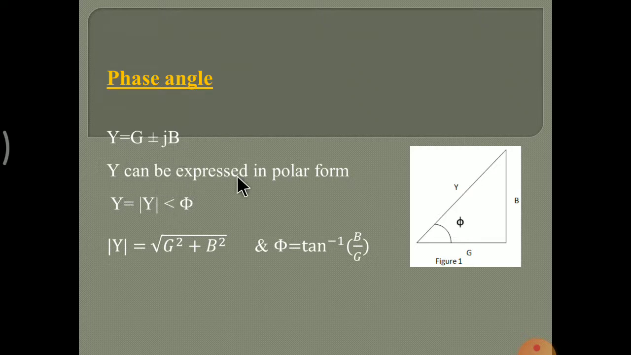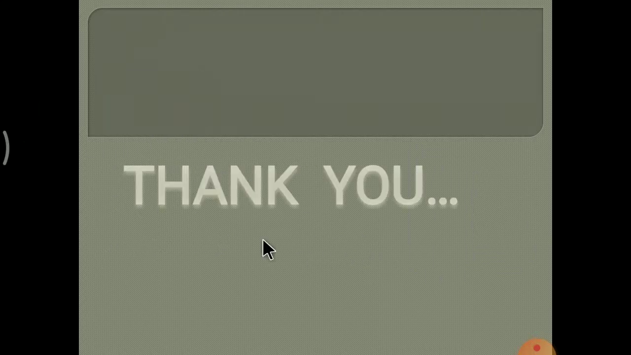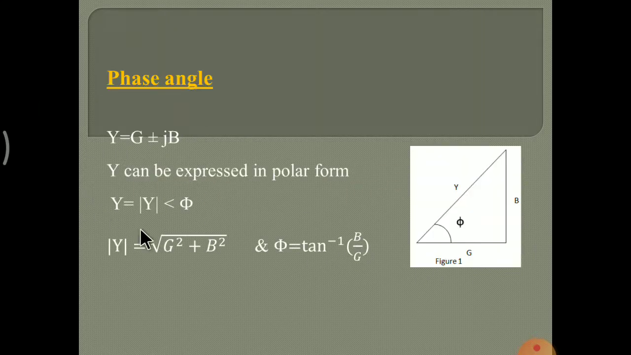Y can be expressed in polar form. How to denote it in polar form? Y is equal to mod Y at angle phi.